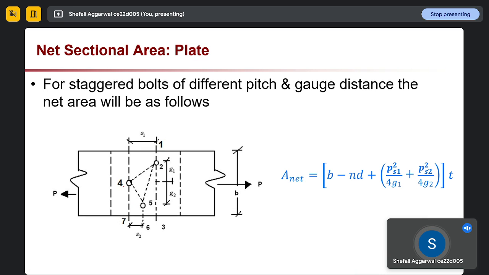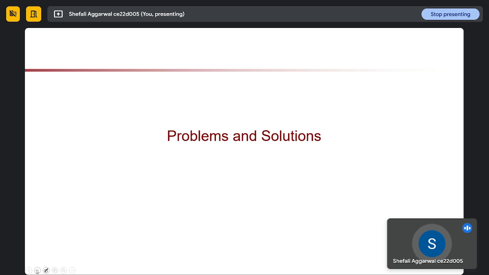The second case is when our bolts are in different kinds of lines, like our gauge length is not constant or our pitch length is not constant. If we have different types of gauges and pitches, in that case our net area is given by B minus nD plus the pitch of the first bolt squared divided by the gauge of that bolt, plus the pitch of the second bolt squared divided by the gauge of that bolt. So it will depend on the position of our bolts. This is what you might have studied in this fourth week.